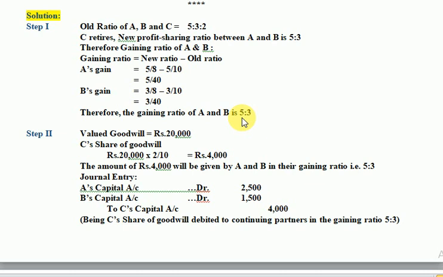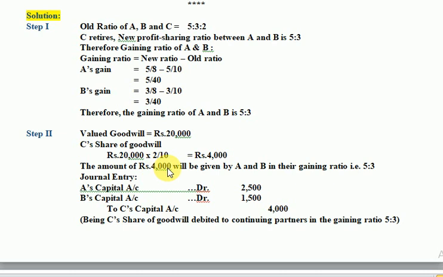Now in the previous class we have discussed that utility of this gaining ratio is for the accounting treatment of goodwill. The value of goodwill was given as rupees 20,000. Since partner C is retiring, his share of goodwill comes as 20,000 into 2/10. This comes from the old ratio. The share of partner C is 2 and the total is 10. So 2/10 of 20,000 is equal to rupees 4,000.